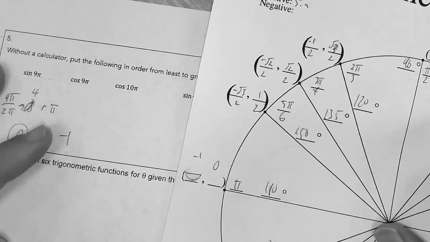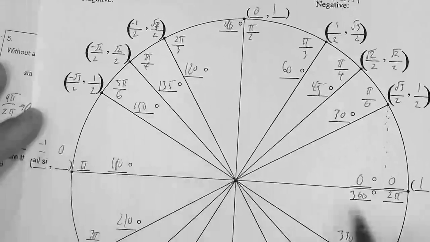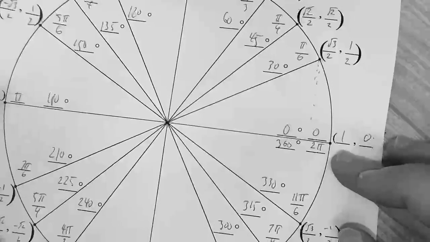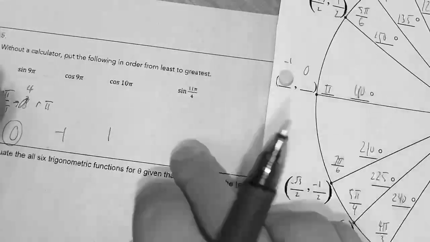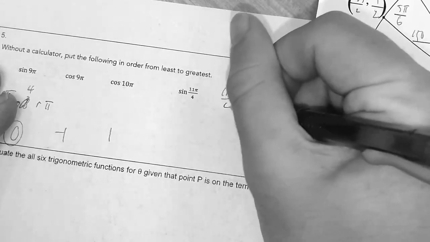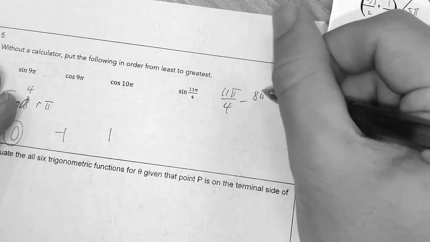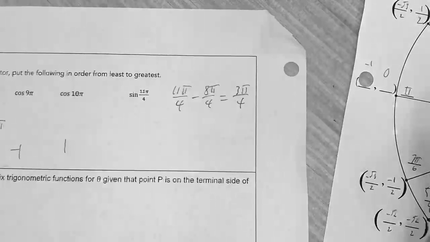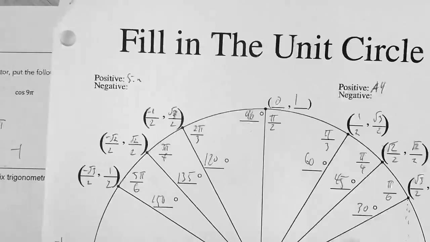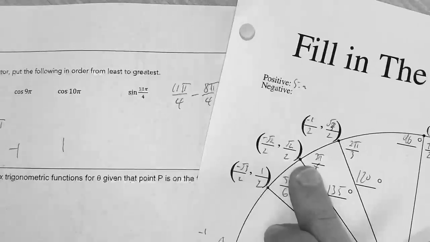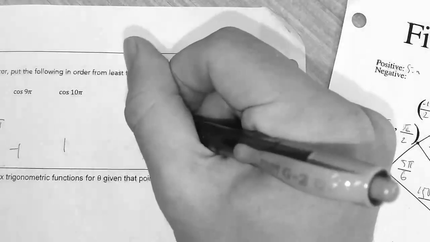Okay. Cosine 10 pi, that would be going over here, that is 1. And then sine 11 pi over 4. 11 pi over 4 is also a rotation. It's over 2 pi, so we're going to subtract 8 pi over 4. We're going to get 3 pi over 4. So we go 3 pi over 4, that is over here. And sine of that is root 2 over 2.